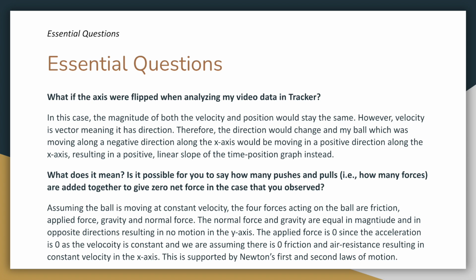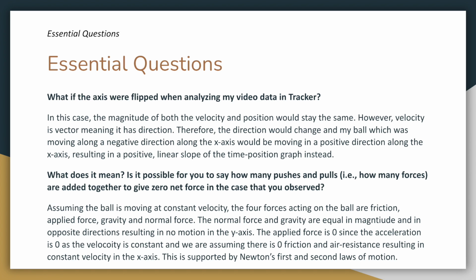What if the axes were flipped when analyzing my video data in Tracker? In this case, the magnitude of both the velocity and position would stay the same. However, velocity is a vector, meaning it has direction. Therefore, the direction would change, and my ball, which was moving along a negative direction along the x-axis, would be moving in a positive direction along the x-axis, resulting in a positive linear slope of the time position graph instead.